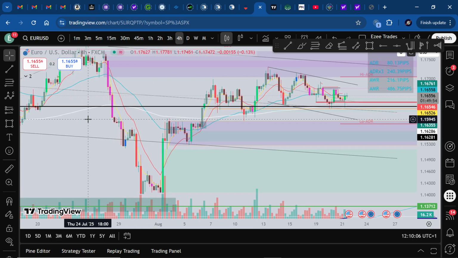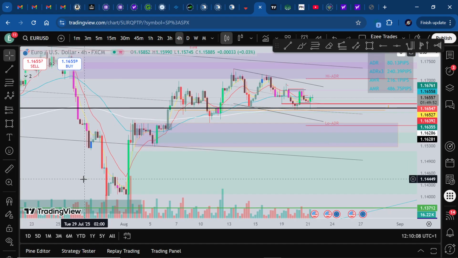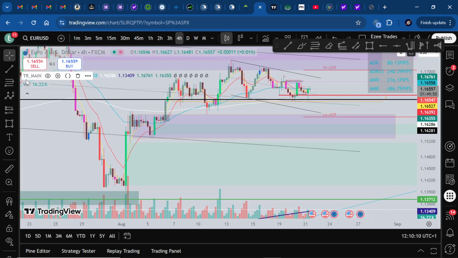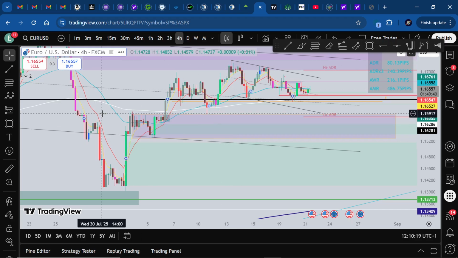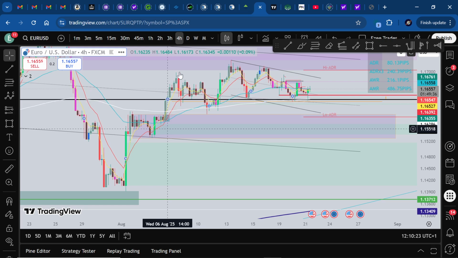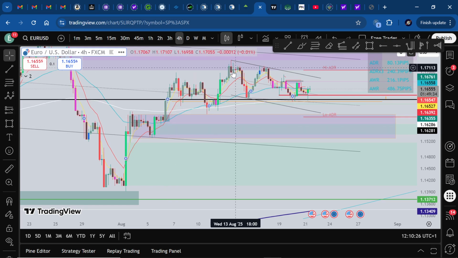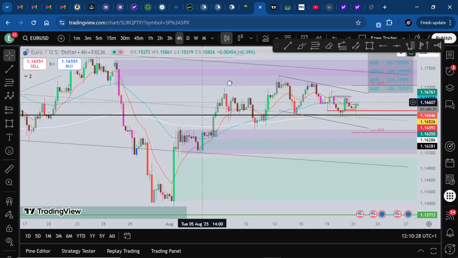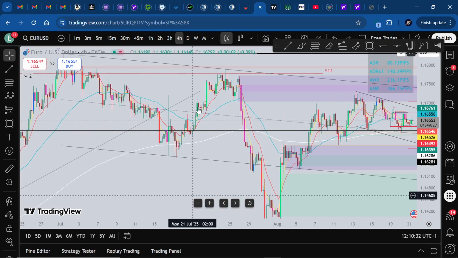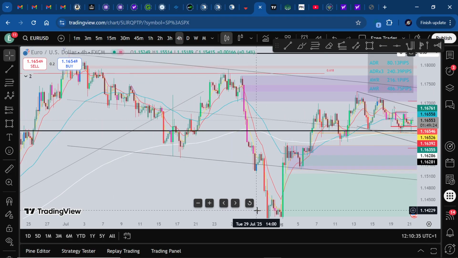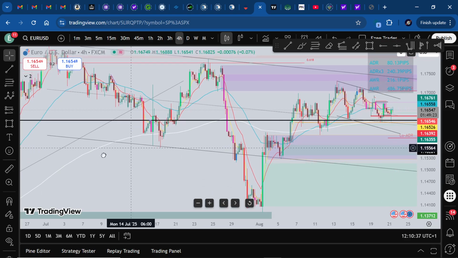From here, we've got, I'm going to remove the volume. From here, 1, 2, 3, 4, 5. So 1, 2, A, B, C. Corrective, which is what you'd want to see, because at the end of the day, this is impulsive and we're bearish, right? And this is corrective, even though it's an impulsive move, sorry.